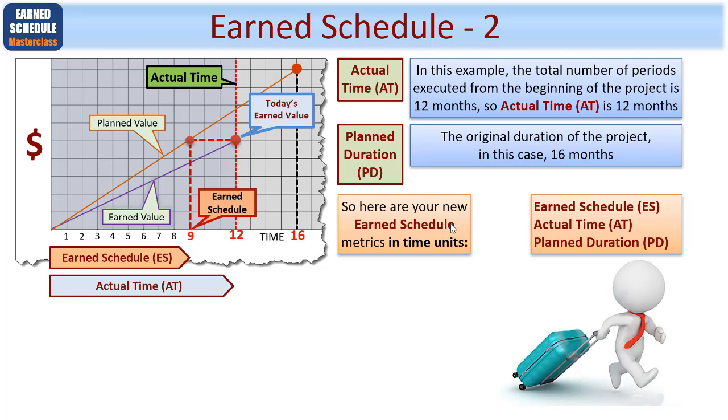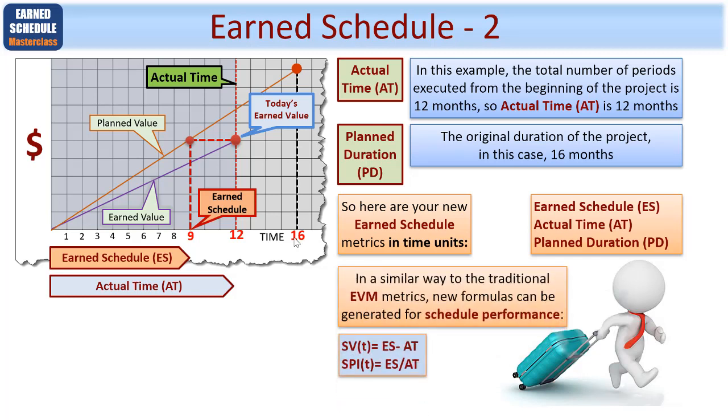So here are your new earned schedule metrics in time units. Just in the same way as earned value needed earned value, planned value and actual cost, here we're needing earned schedule or ES, actual time, that's AT, and planned duration, which is PD, here shown as 16 months, as I've said.